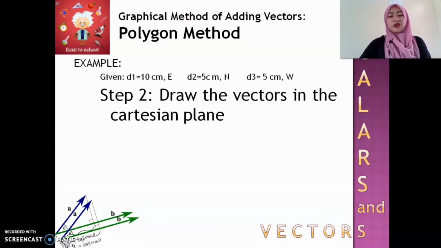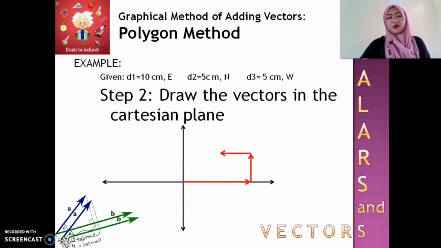Next step, let's draw the vectors in the Cartesian plane in a head-to-tail manner. So our vector 1 is 10 centimeters to the east. The tail of the first vector must be at the origin, going in that direction, that is, to the east. And your next vector must be drawn from the head of the first vector, going in its direction, that is north. Make sure that this is 5 centimeters. The next vector must be drawn from the head of the last vector going to the west, which is 5 centimeters west.